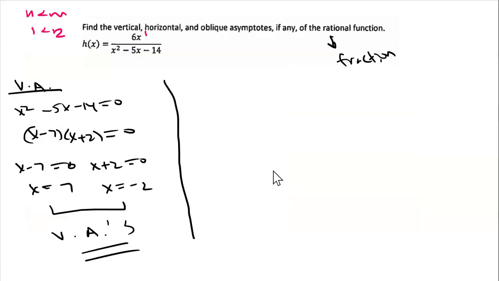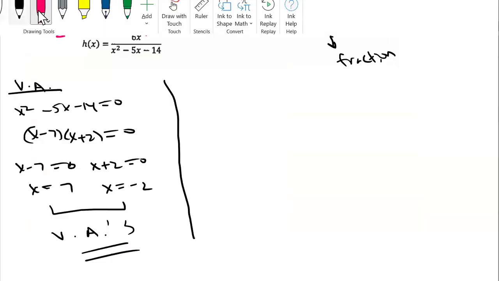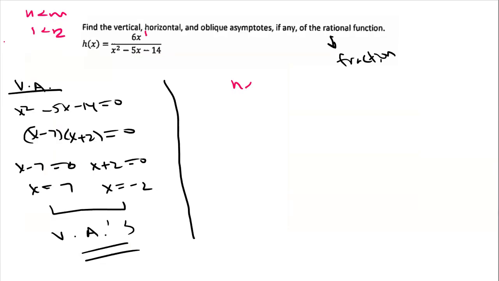Since n is less than m, that means we have a horizontal asymptote at y is equal to 0. And that's it.